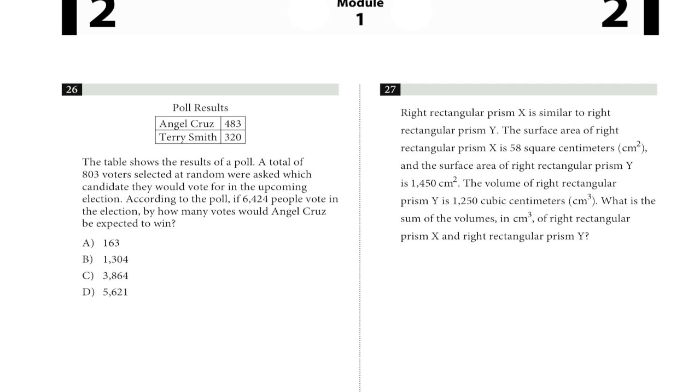You and I, when talking, would probably say, how many votes would Angel Cruz be expected to win by? That's how we'd probably say that. We just don't often like to end sentences and questions with prepositions, so that's why they put it at the front.